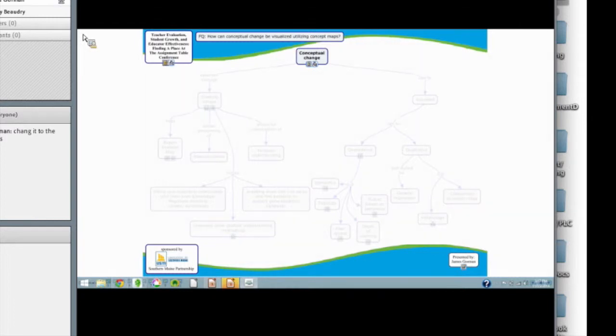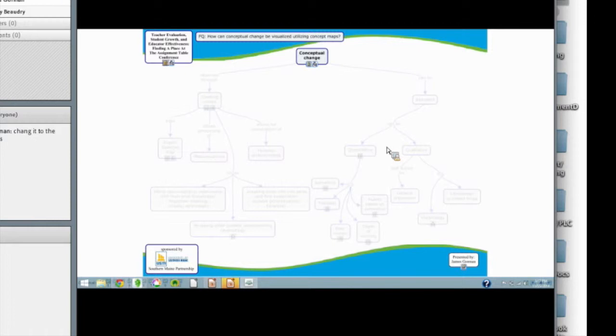Hello, my name is James Gorman. I'm a teacher at Northbridge High School in Northbridge, Massachusetts. I thank Dr. Beaudry very much for inviting me to address this group. I'm going to be talking about visualizing student conceptual change using a specific tool called concept maps.